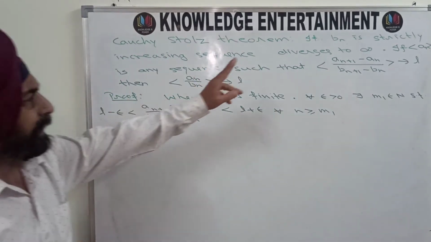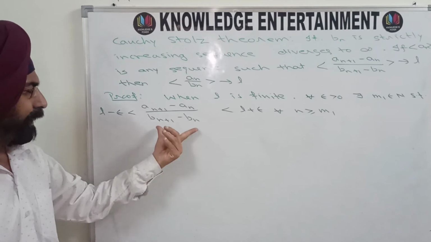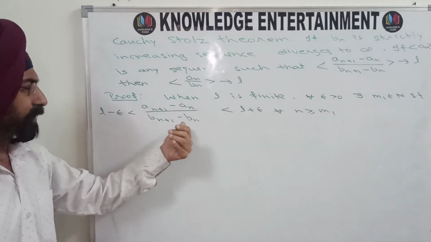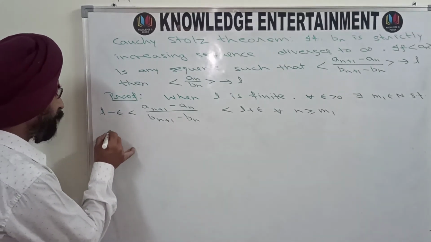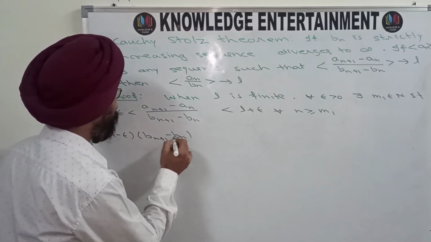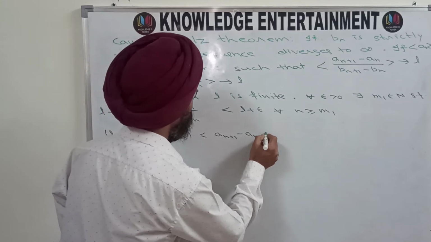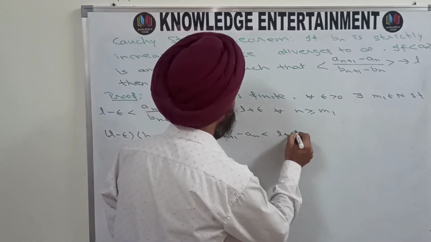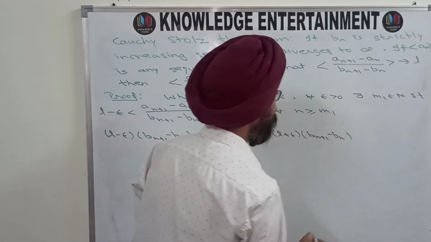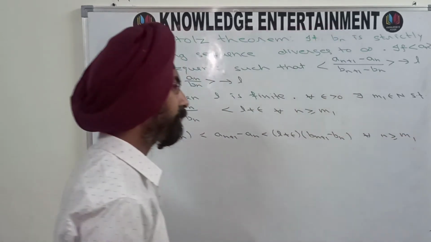Since your sequence b_n is strictly increasing, that means b_{n+1} is greater than b_n, or you can say that b_{n+1} minus b_n is a positive quantity. So multiplying this inequality throughout by b_{n+1} minus b_n, you will get (L minus epsilon) times (b_{n+1} minus b_n) is less than a_{n+1} minus a_n is less than (L plus epsilon) times (b_{n+1} minus b_n) for every n greater than or equal to m1.